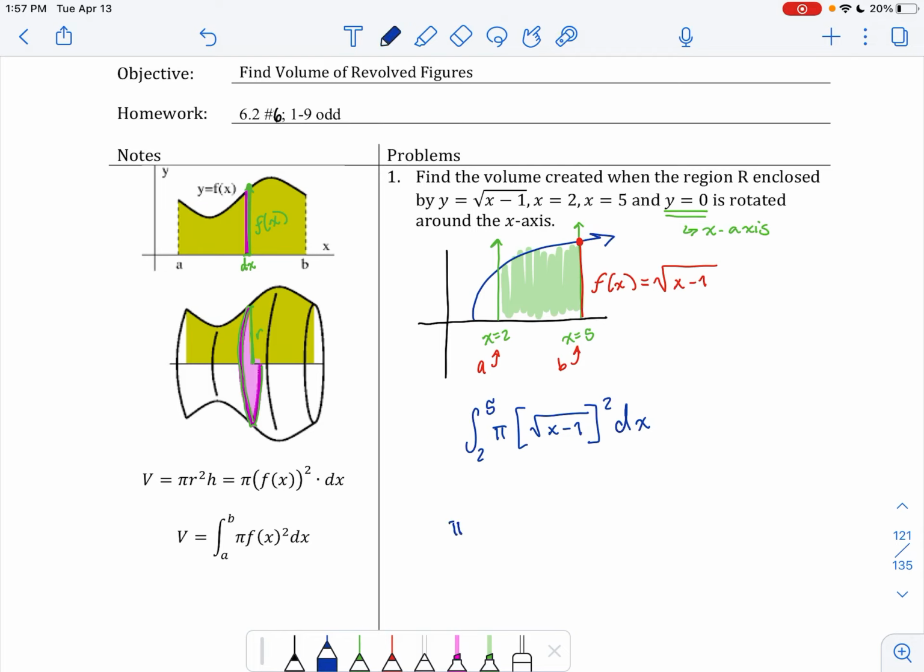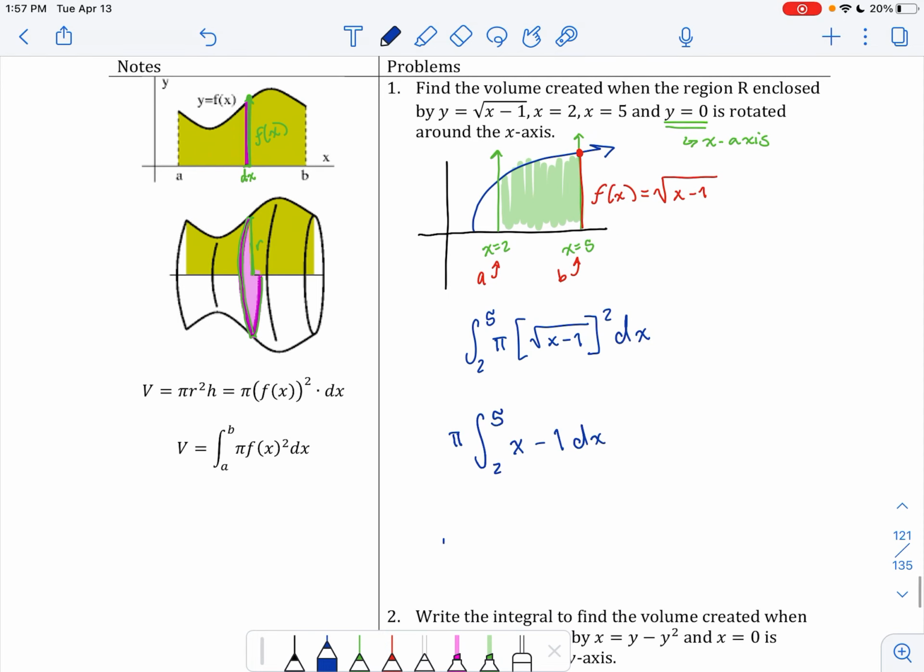I'm going to take the pi out as a constant coefficient, and so then the integral from 2 to 5. The root and the square also cancel out, so it's the integral of x minus 1 dx from 2 to 5. Now, that is a definite integral, so I'm going to first find the antiderivative, which would be x squared over 2 minus x from 2 to 5.